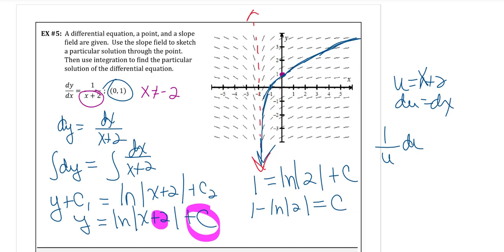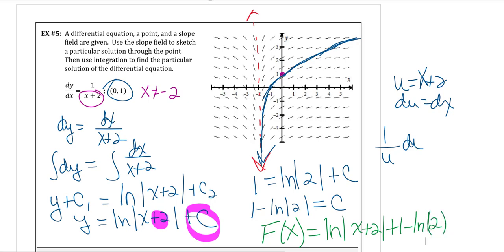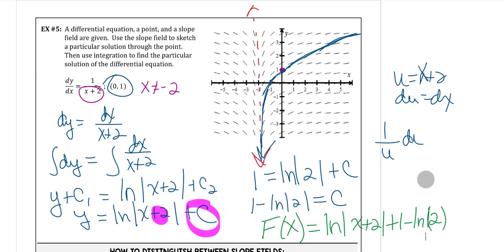Now it's kind of awkward looking, but it is a constant, so our final function will look like this: the natural log of x plus 2 plus 1 minus the natural log of 2. And you don't really need the absolute values anymore. So that's that, the answer to that one.